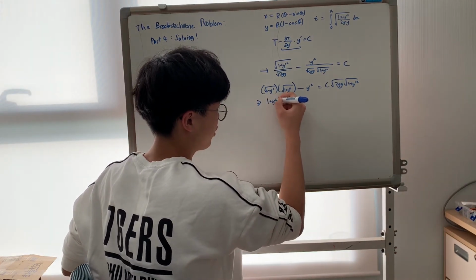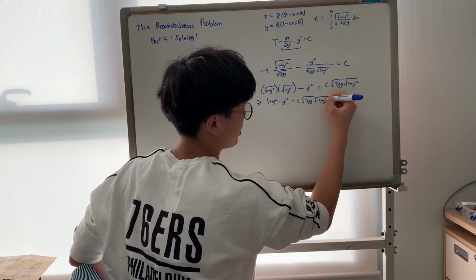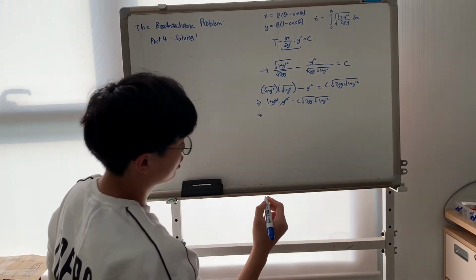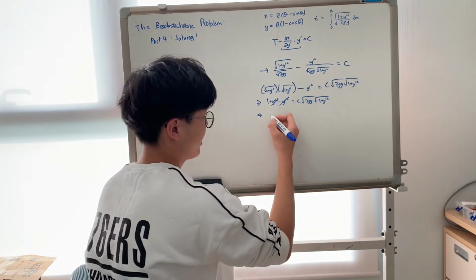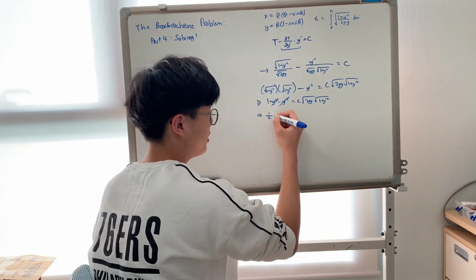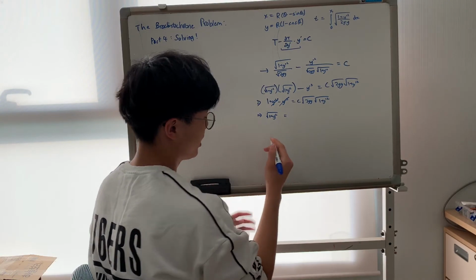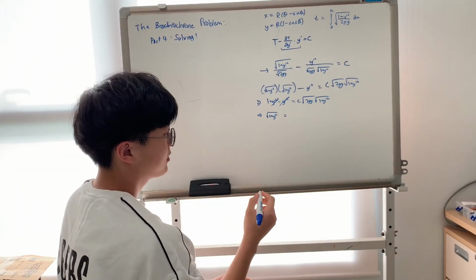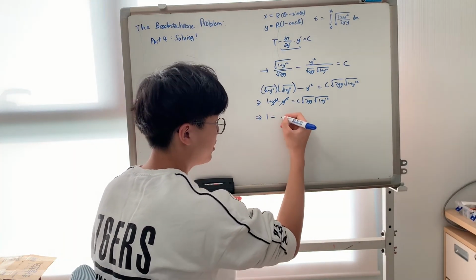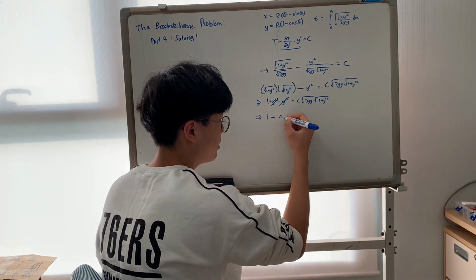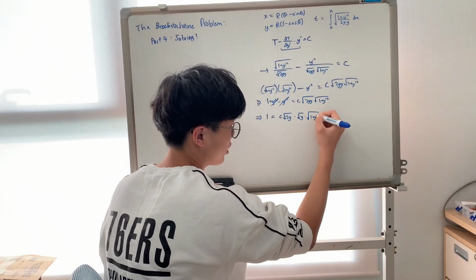This is going to be equal to 1 plus y prime squared minus y prime squared equals c square root of 2gy square root of 1 plus y prime squared. So we cancel y prime squared out because it's plus minus, and we get an expression that goes like 1 over c square root of 1 plus y prime squared. We're trying to arrange everything in terms of y prime. So let's say 1 is equal to c times the square root of 2g times the square root of y times the square root of 1 plus y prime squared. It's basically the same thing.